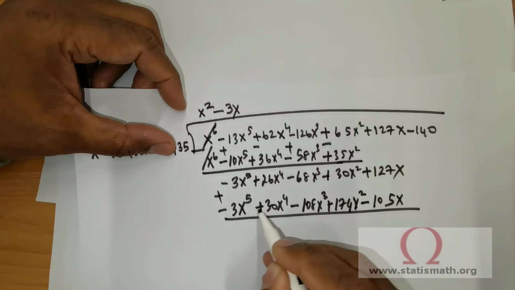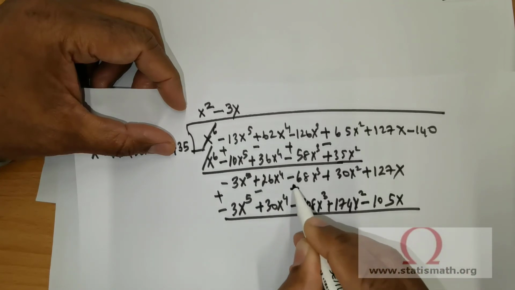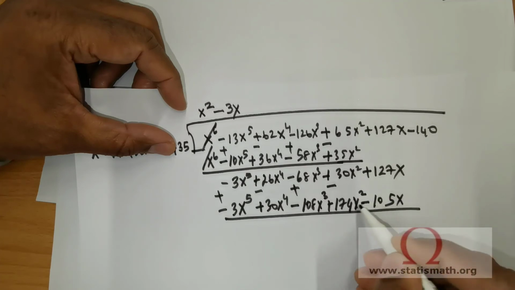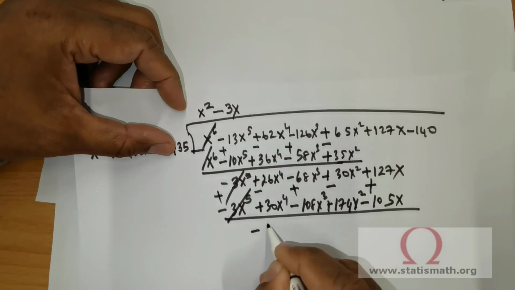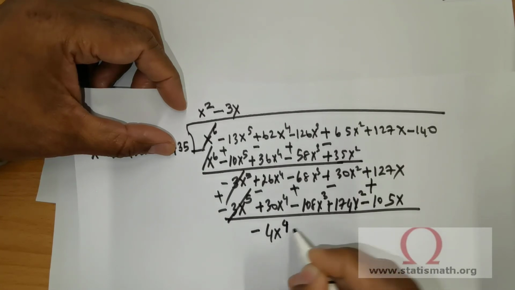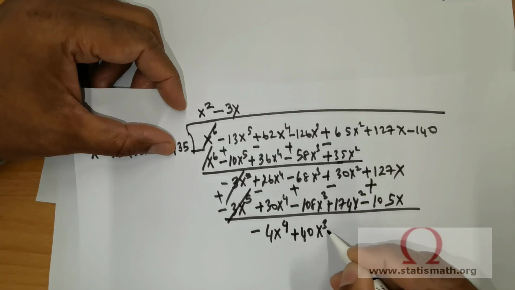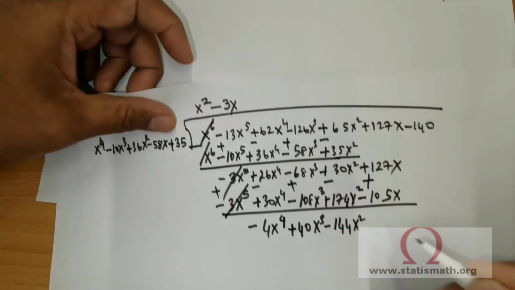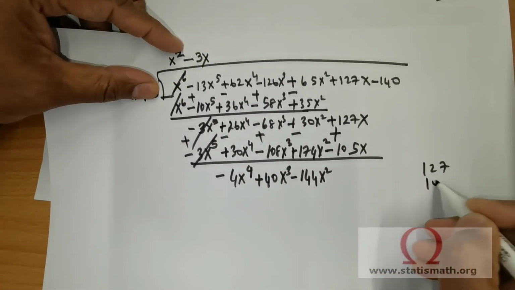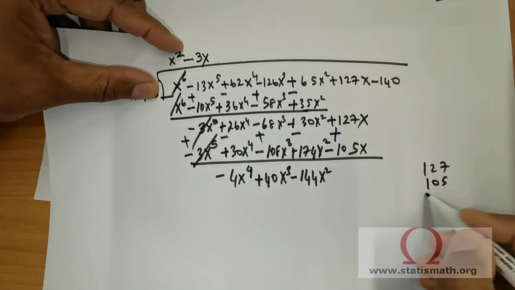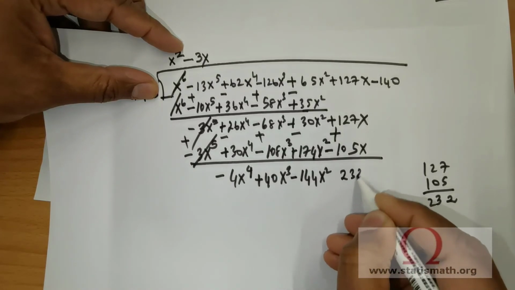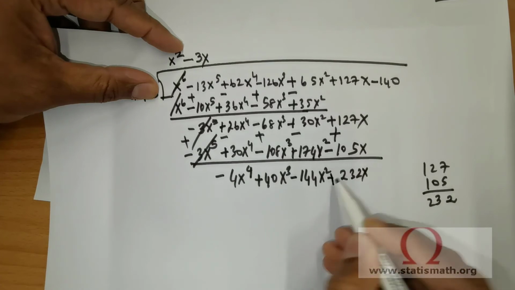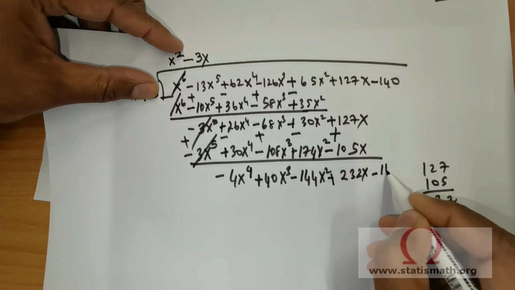It's negative, positive, positive, negative, negative, positive, positive, negative, negative, positive. So this is cancelled out. This one would give me negative 4x to the power 4. This is going to give me plus 40x to the power 3. This is going to give me negative 144x squared. I've got 127, I need to add to it 105. It's going to be 232x, and the sign is positive, and I bring negative 140 down.